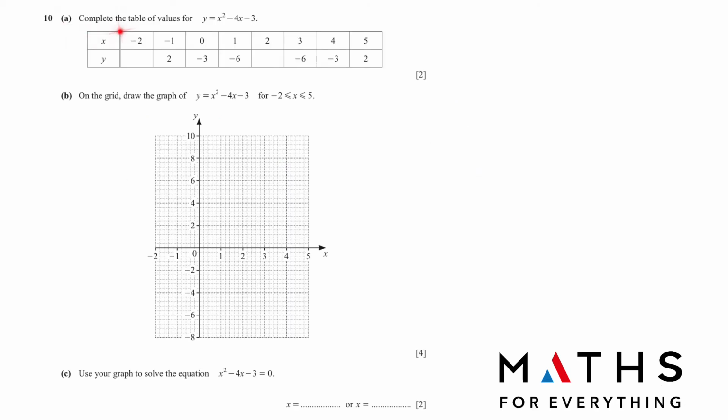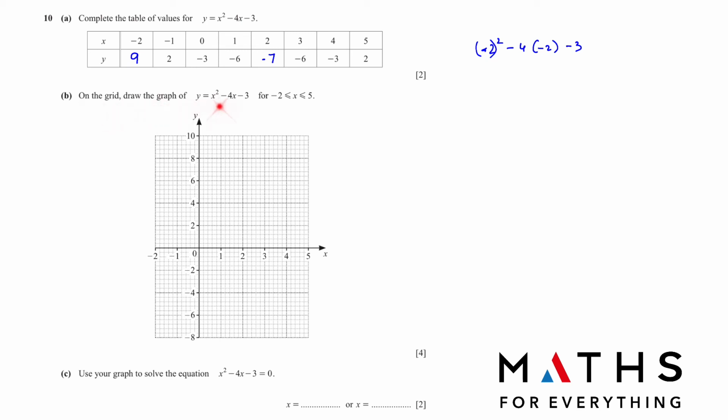10a, complete the table of values for y is equal to x squared minus 4x minus 3. Very easy question. We just have to replace the x with negative 2. When you replace, don't write in the calculator like this. Sometimes you may get a wrong answer. Always put in a bracket. When you do that, you will get 9. So when x is negative 2, y is 9. Same way for 2, when you substitute 2, you will get y is equal to negative 7. So that was an easy 2-mark question.